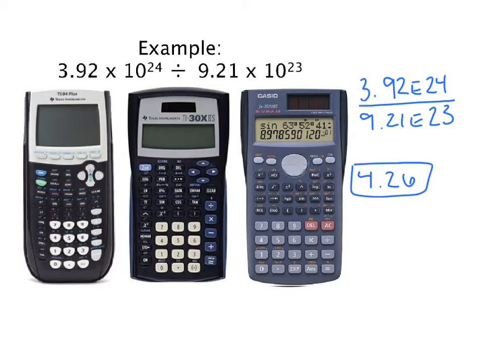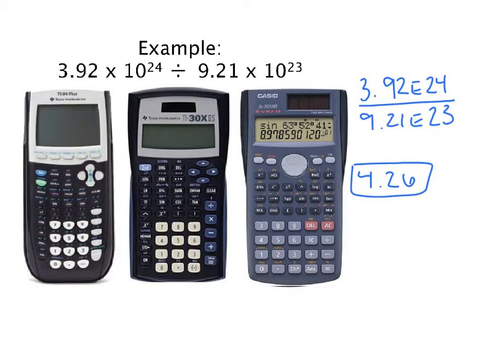Remember, you can also use your calculating with scientific notation skills to solve this problem as well. Now, I'm not going to run through that problem in that much depth for the other 2 calculators, but I do want to show you the buttons that you'll be using. Notice the second calculator is also a Texas Instrument calculator, so it's going to look very similar. 3.92 second. This time it's not the comma button, but it's still going to have the second function of EE, and then 24 divided by 9.21 second function EE 23, and then equals. That'll also get you the number of 4.26.